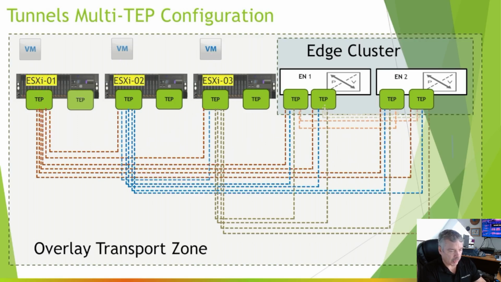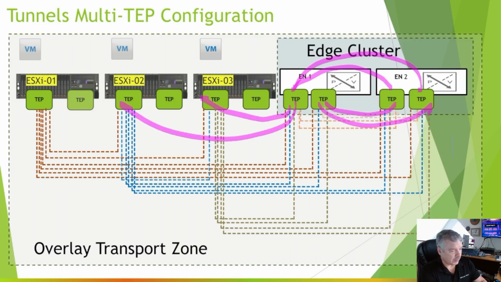The edge TEPs need to talk to, again, the edge TEPs. So this guy would talk to, there's 1, 2, 3, 4. This guy would need to talk to 5, 6, 7, 8. Am I messed up here?